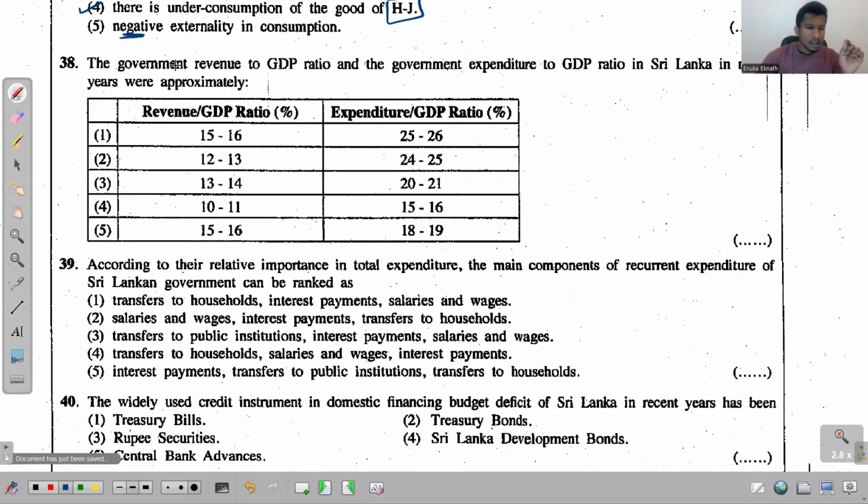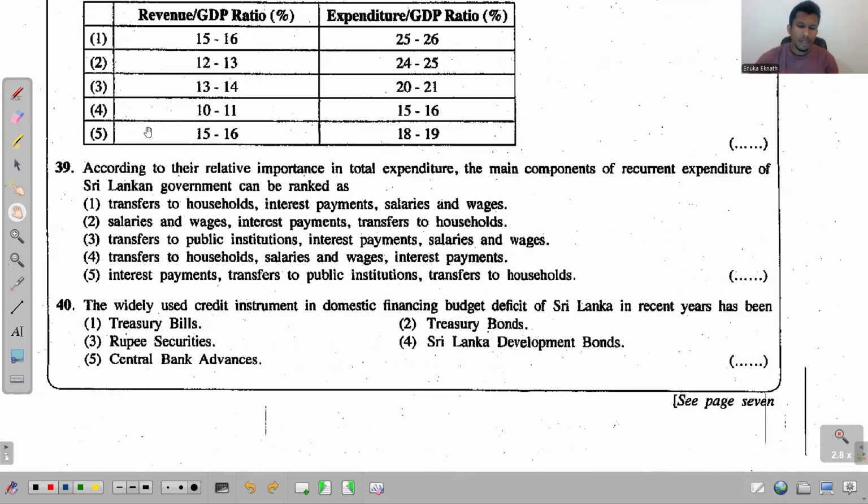It says the government revenue to GDP ratio and the government expenditure to GDP ratio in Sri Lanka in recent years were approximately. See that now? This answer is not going to be relevant to your exam, so I'm going to skip this one.